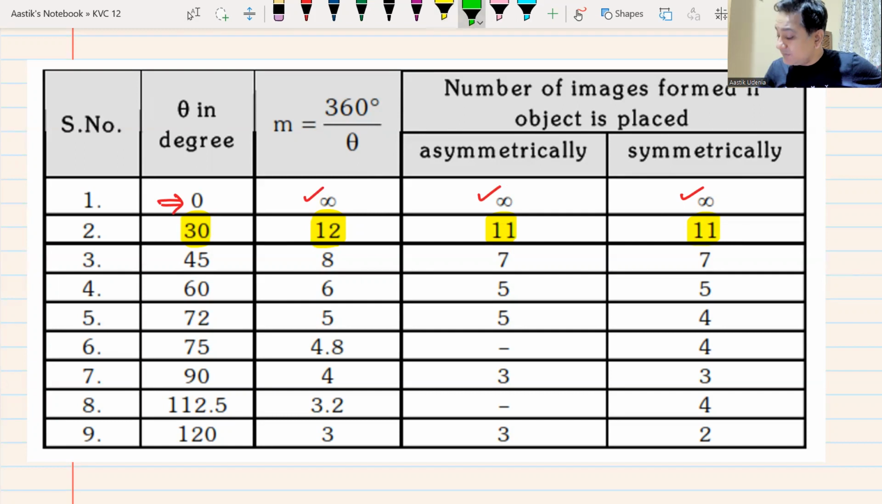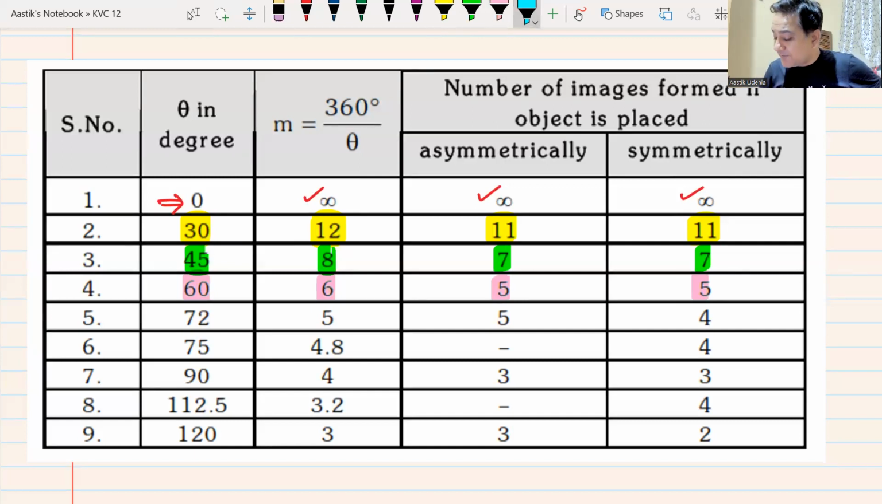If the angle is 45 degrees, 360 by 45 is 8. Again an even number, so you will have 8 minus 1, that is 7 images. I hope so far so good. 60 degrees, 360 by 60 is 6. Even, so the number of images is 5. Point made well clear.